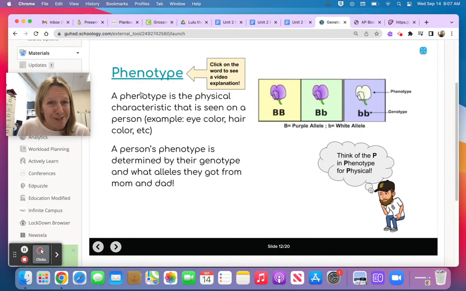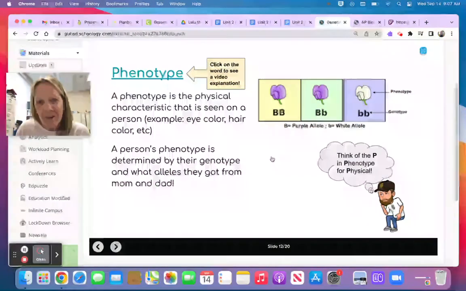Okay. Phenotype describes the physical appearance. And just remember, P is physical. Genotype is genes or letters. Physical is the phenotype. So in this picture, you have both phenotype and genotype. This is the phenotype for purple flowers. The genotypes would be big B, big B, or big B, little b. And this is the phenotype for white flowers, and the genotype here would be little b, little b.